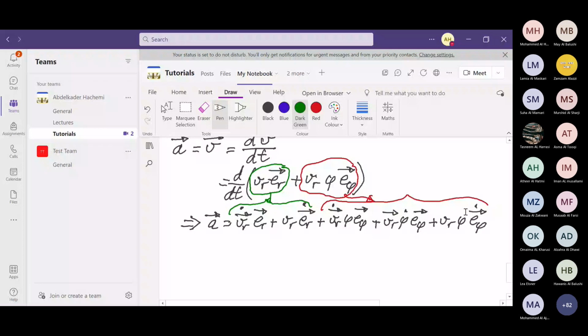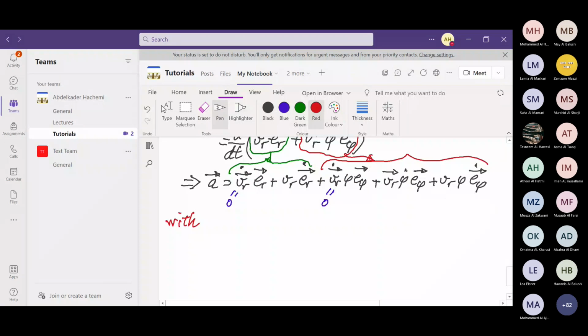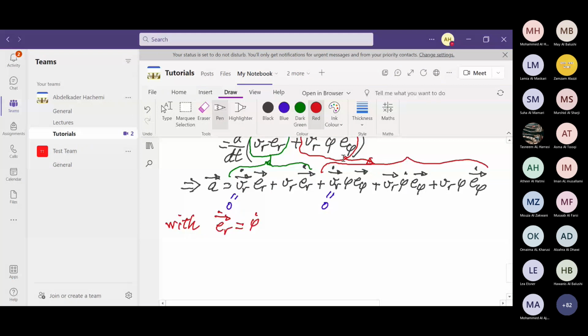What we know is that e_R dot is only phi dot e_phi.